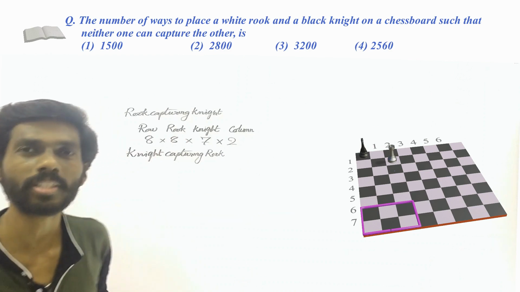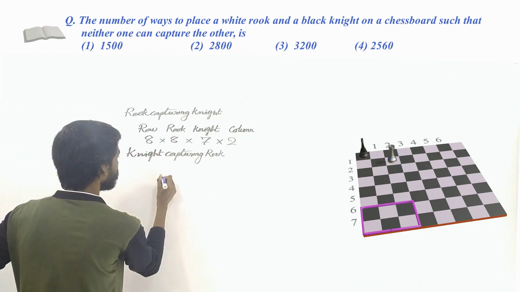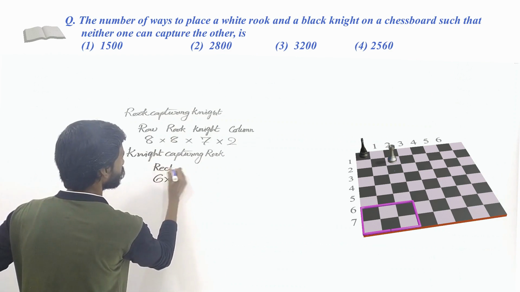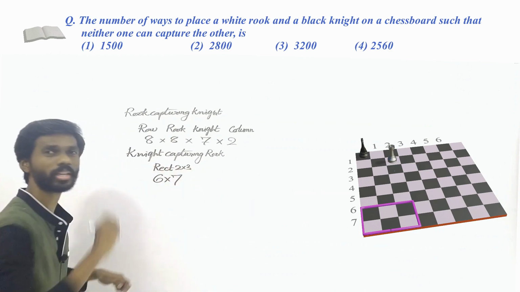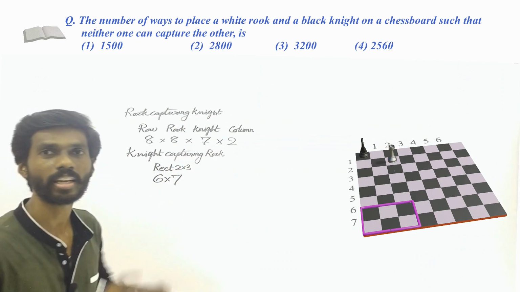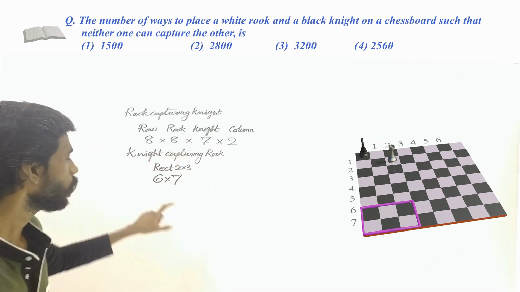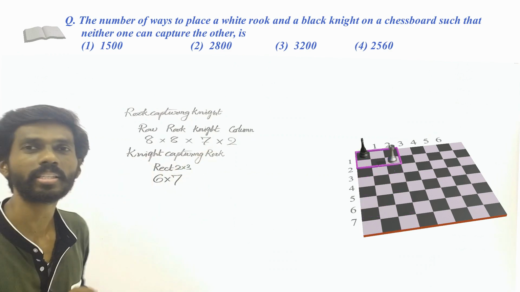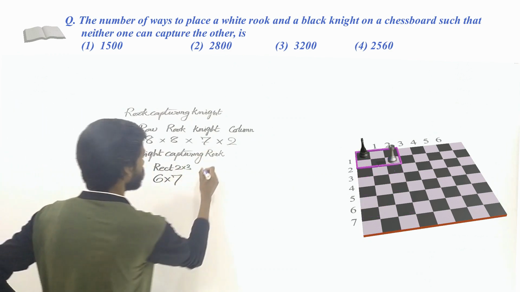So totally how many such rectangles are there? That is 6 multiplied by 7. This is a rectangle of size 2 by 3, 2 rows and 3 columns. So 6 times 7, 42 such rectangles are there in the entire chessboard. Now we have selected one such rectangle, for example the first one. Now we'll have to place these 2 pieces. Alright, first let us place this knight.